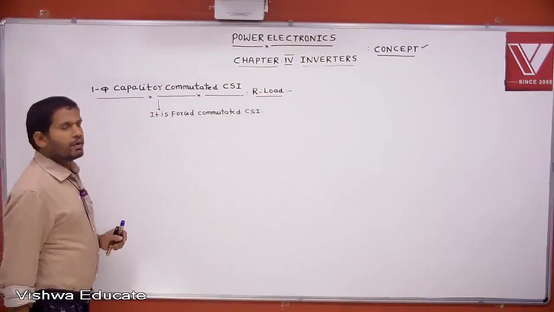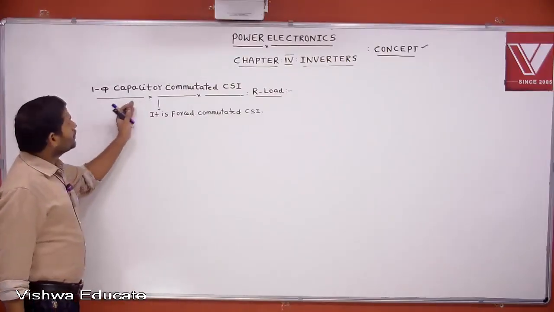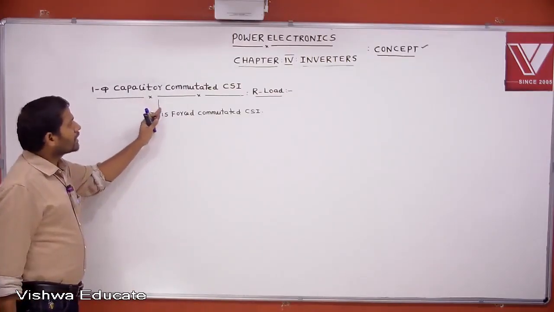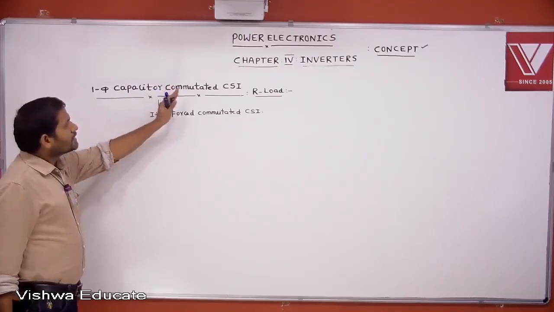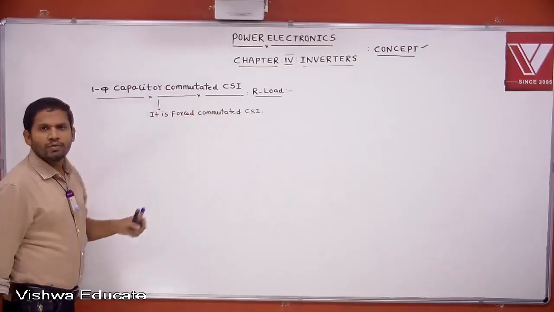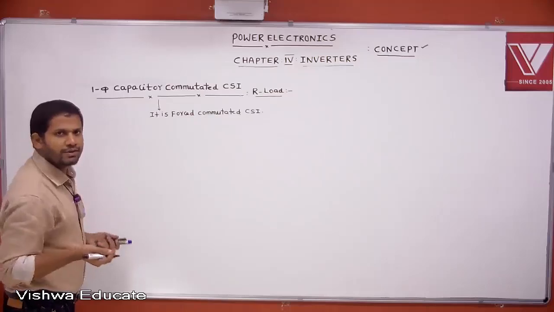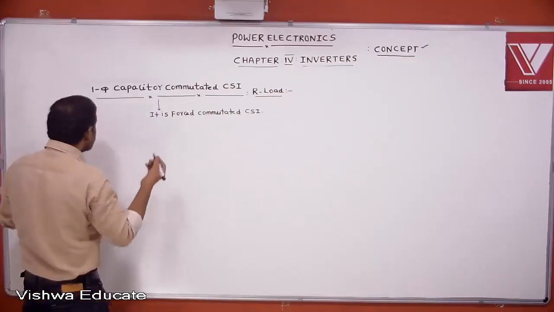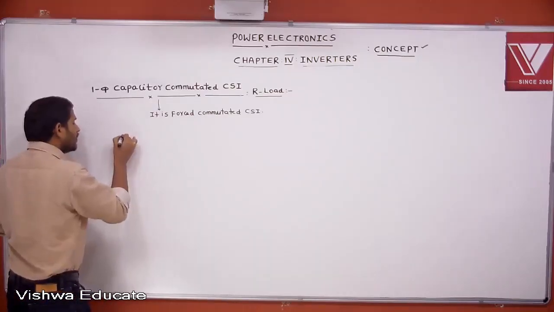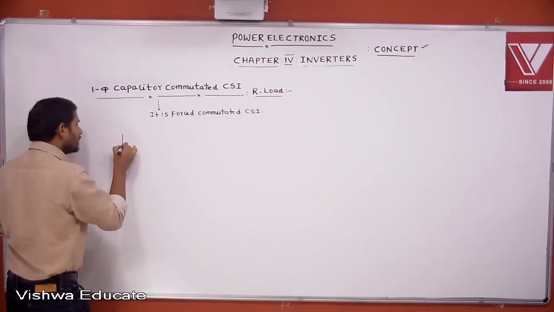Now, first I will draw the circuit, what exactly the forced commutated circuit for CSI is. Later on we go for the waveforms and the analysis. So this is the circuit we are using for forced commutated CSI.